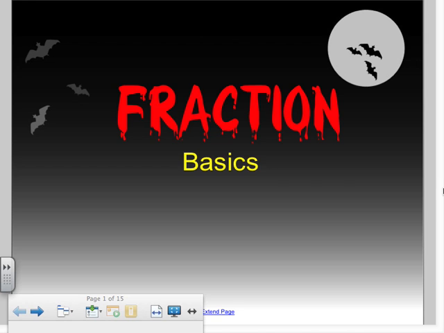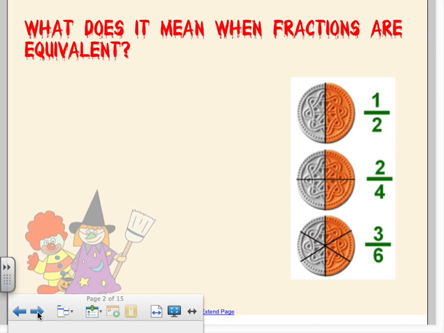Is on fraction basics. We're going to go over all those basic things about fractions that lead up to our fraction unit. All right, so first of all, equivalent fractions.